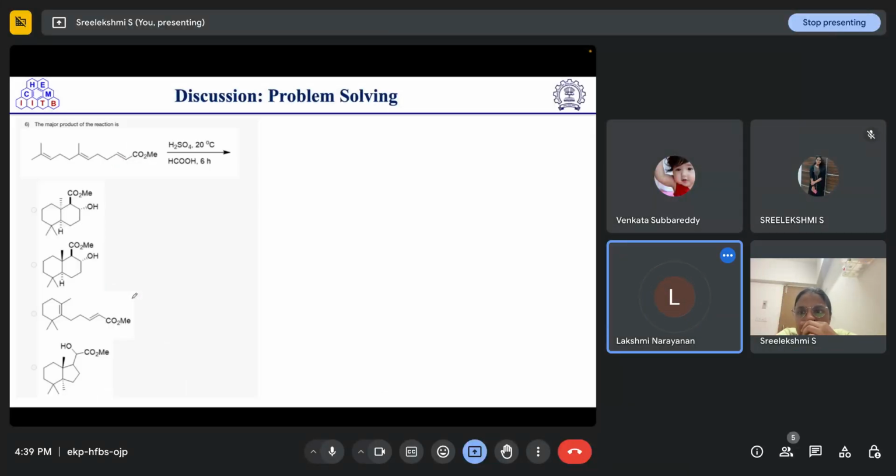Next question is this one. I think we have seen this in the last week's lecture video. An alkene reacts with this acid, and how can we determine the stereochemistry also? You can try drawing this and then let me know.